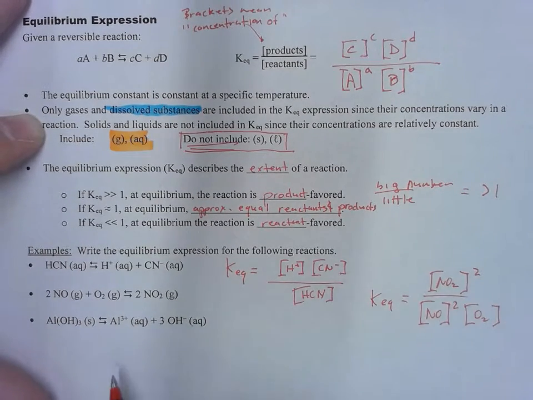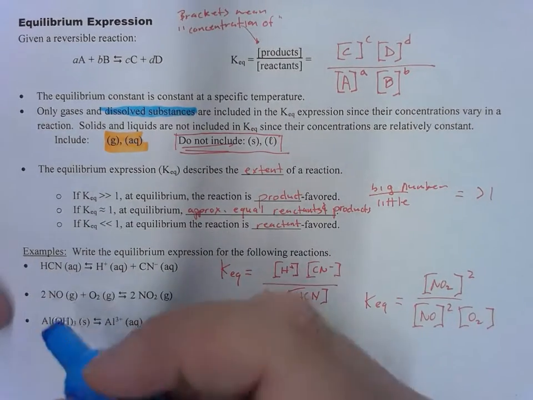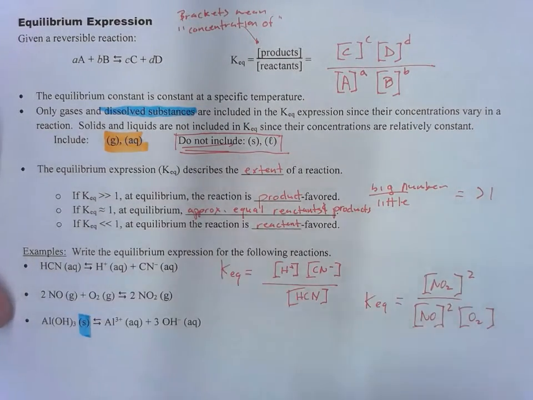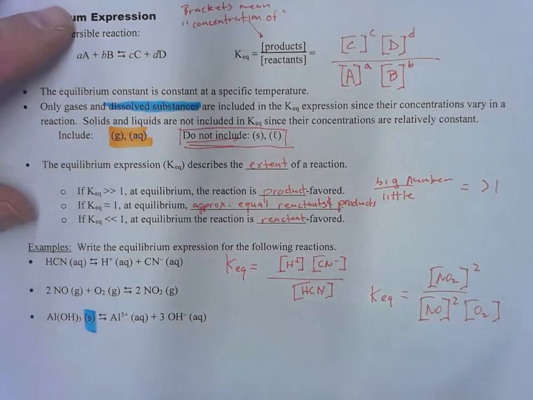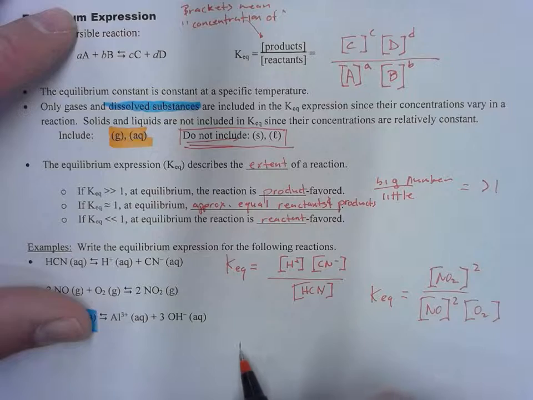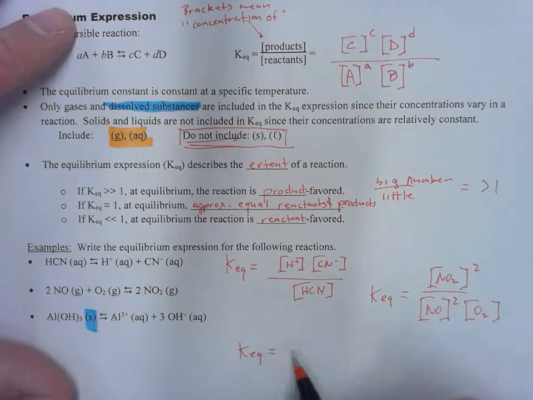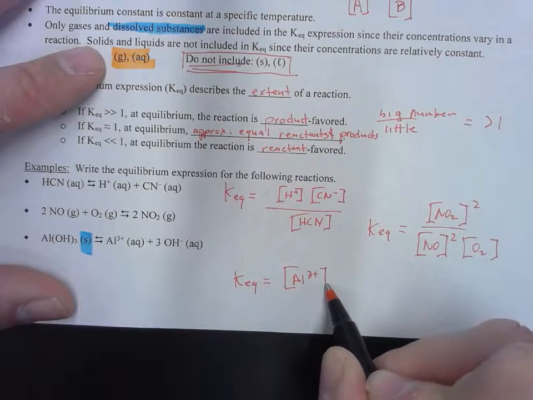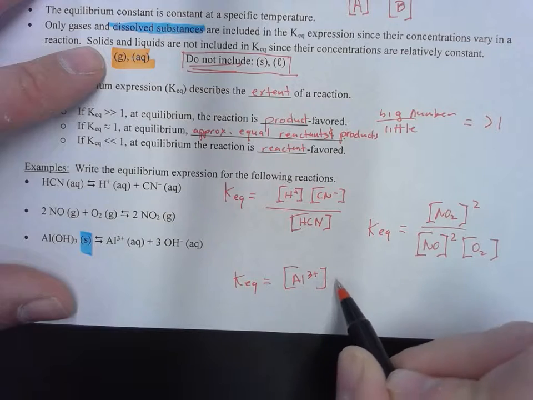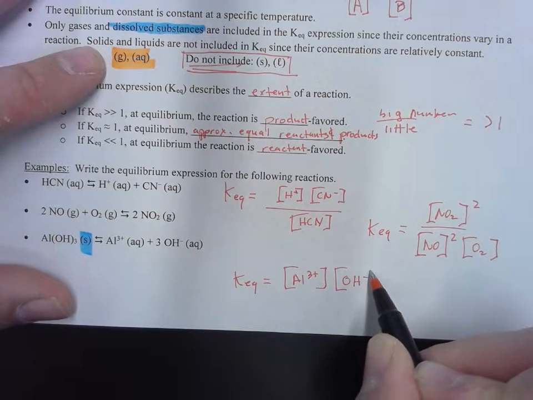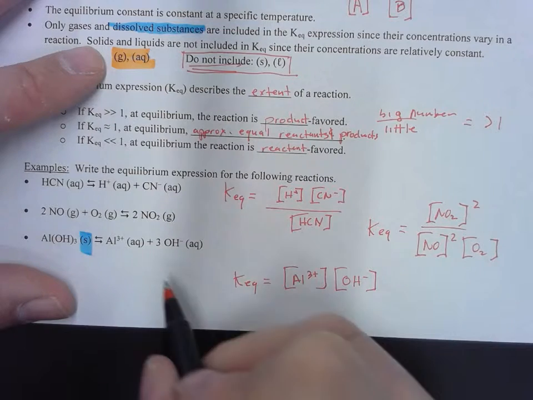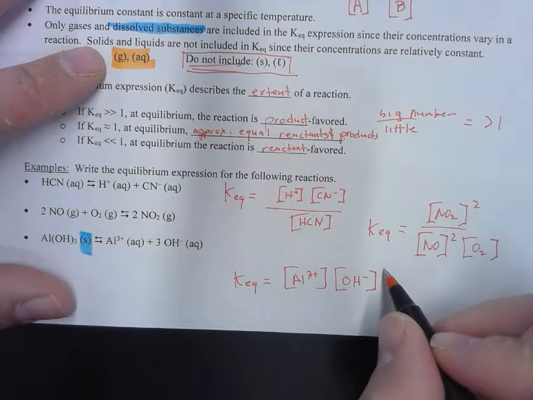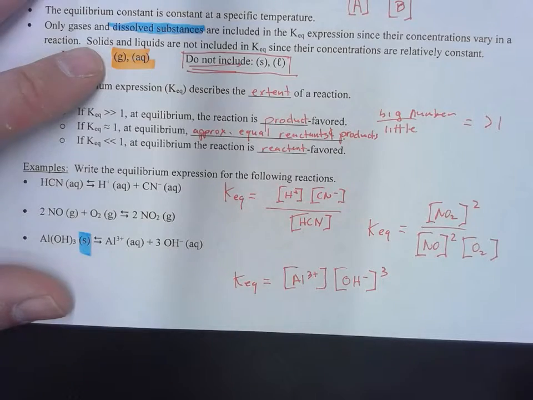And now let's do the last one. This was the one where I told you, hey, you need to make a note of this. I'm highlighting it. You guys are just learning this stuff, and even I sometimes still miss this. There's a solid there. Okay, so what do I do in this case? I leave it out. And I just write the following. I say the KEQ then equals your concentration of Al3 plus, in brackets now, times your concentration of OH minus. Notice I'm including the charges, and there's a coefficient of 3. So that's my KEQ for this.